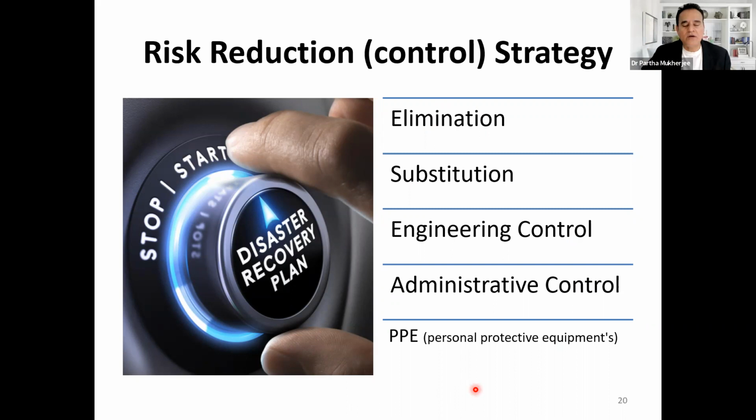For example, you are in a war zone and you are a reporter. Can you eliminate the war? No. Can you substitute? No. Can you do any control? No matter how much engineering control you have, an air defense system for the missiles, or administrative control, signage saying this is the war zone, you don't go there, you have to go there because you're a reporter. In that case, the only thing you can do is have personal protective gear. So you have a hard hat, some bulletproof jackets. That's the last option that you can have.